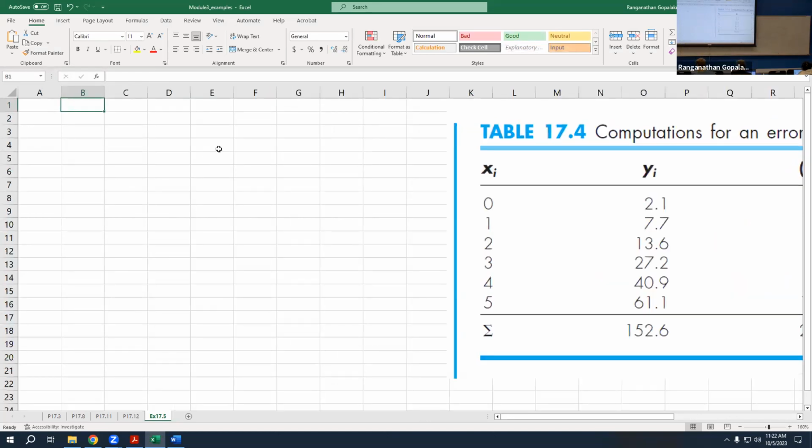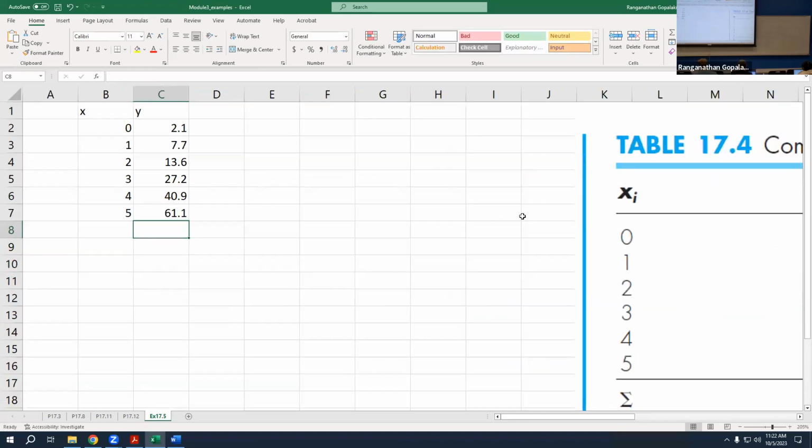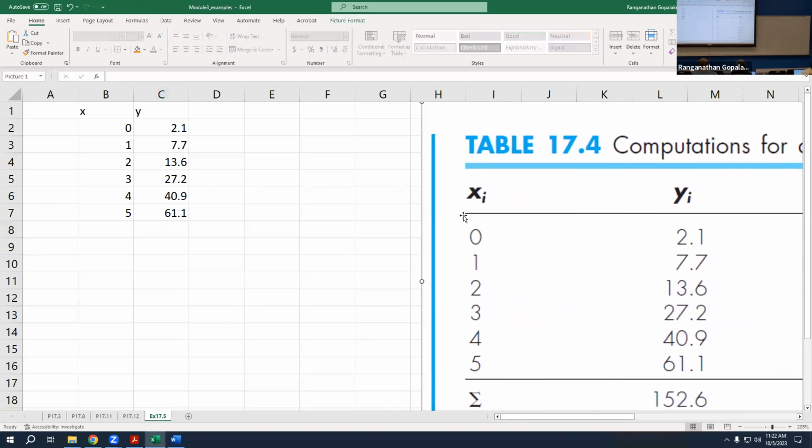Okay, so x, y, you want to type in 0, 1, 2, 3, 4, 5, and then 2.1, 7.7, 13.6, 27.2, 40.9, 61.1. We want to do several things today, so I request you to be quick about this.